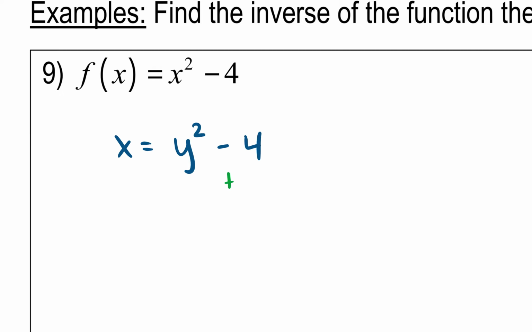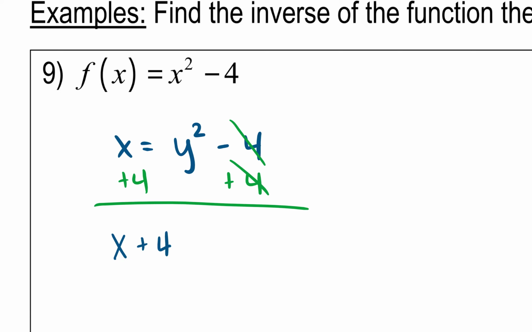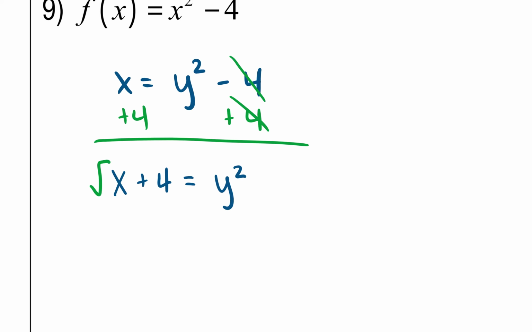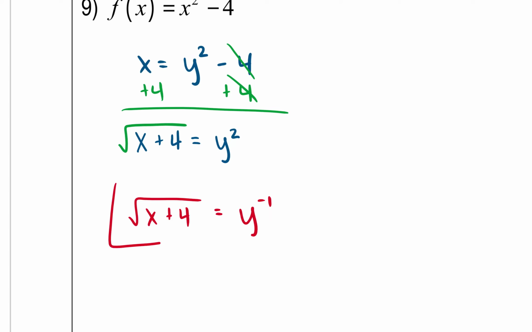Okay, so I add 4 to both sides. That gives me x plus 4 equals y squared. And we just did one right above this that was the same. So the square becomes square root, and so this one would be square root of x plus 4 equals y. Okay, so that's my inverse, which is great.